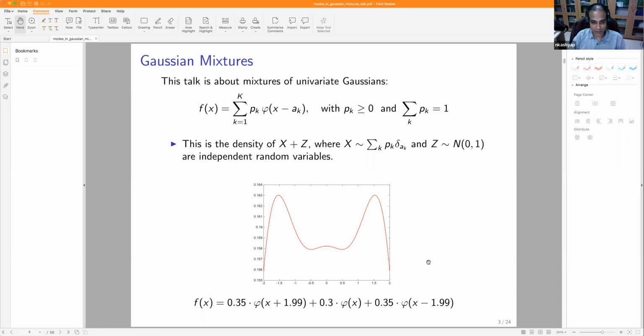And if I look at that function, the mixture density, I get a shape like this. Interestingly, there is a little bump here in the middle as well. And so these are the type of plots that we are actually going to be interested in, plots of these mixture densities.